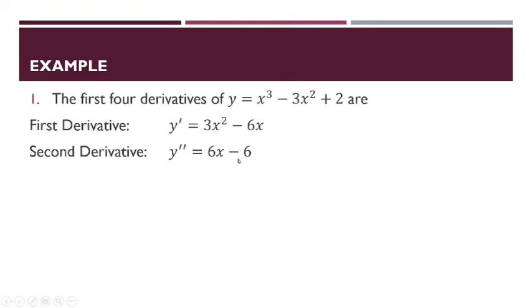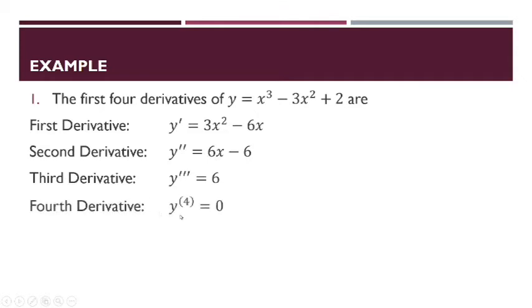So we have 6x minus 6. Third derivative, so we have y triple prime. So yung constant multiple na lang matitira dito. So we have 6. And the fourth derivative, since constant na lang yun, this will become 0. And the next higher derivatives na kasunod ng fourth derivative ay all 0.